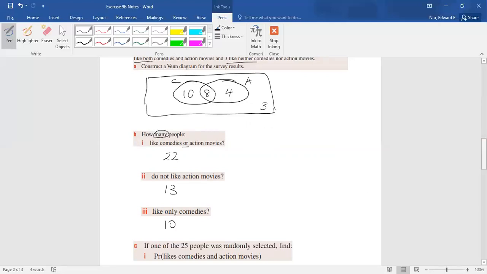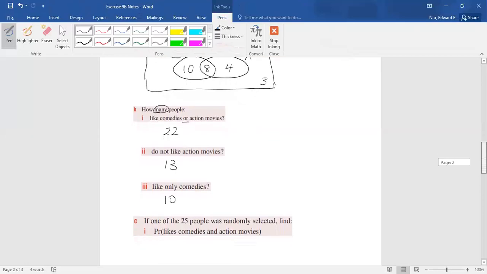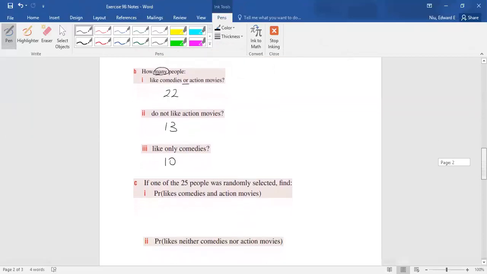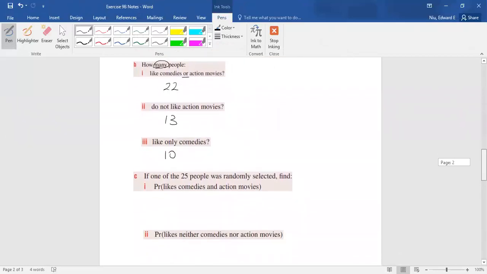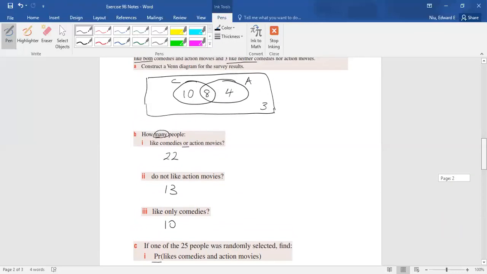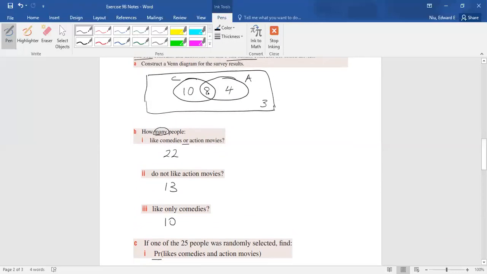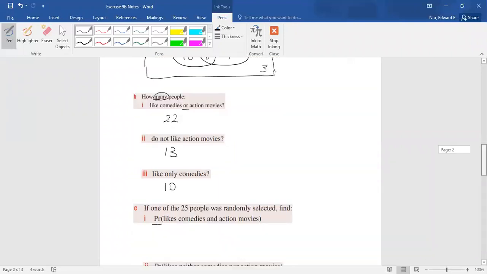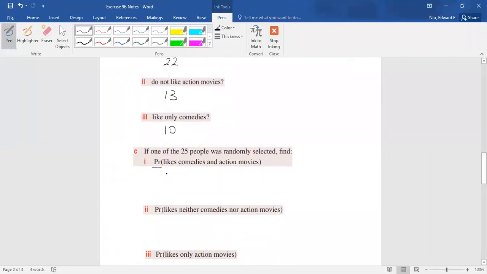So, part C, if one of the 25 people was selected randomly, find, now see how these questions now have PR? If you ever see PR, your answer always has to be in a fraction. So the probability of picking out someone who likes comedies and action movies, well, that number is 8. And we have an 8 out of 25 chance of drawing someone who likes both.